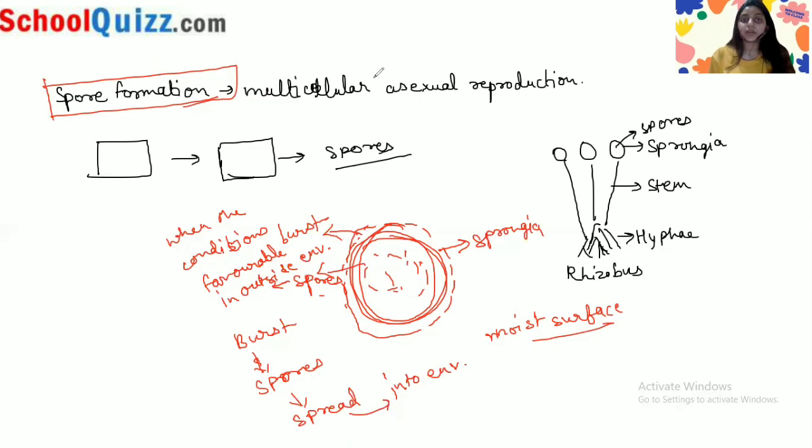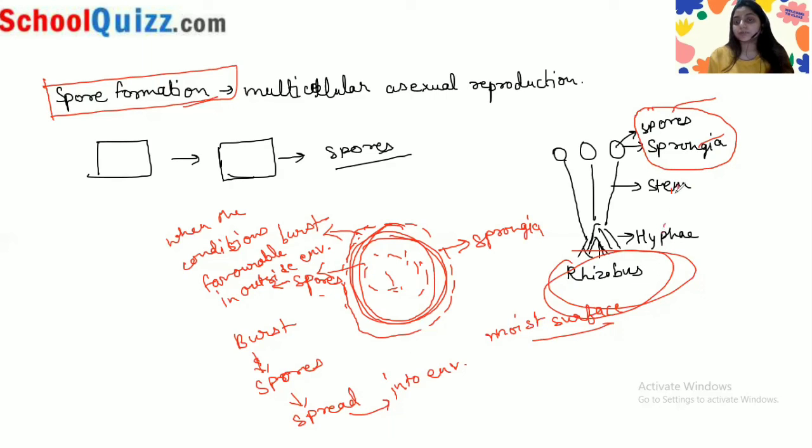So I hope this is clear for you. Basically this is from the Rhizopus plant. There are spores in the Rhizopus plant. The main reproduction function done by this plant is by the spores or the sporangium. These two are like physical structures. So this is spore formation, and I hope this is clear for you.